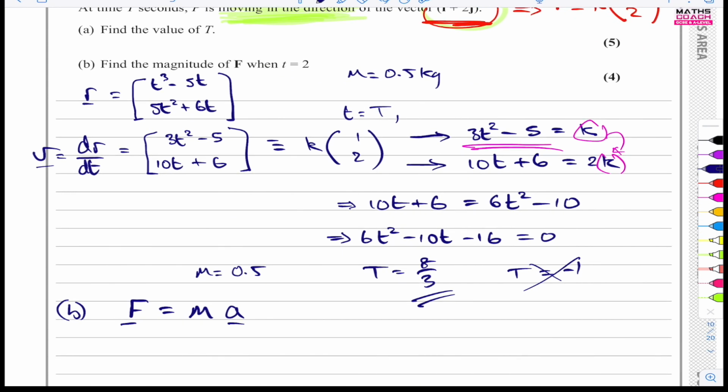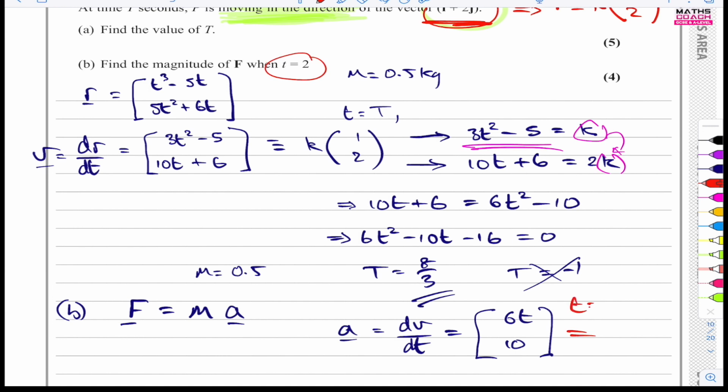Right? How do we get acceleration? Good. We differentiate again. So the differentiation of v with respect to t. If we differentiate v, this was our v, that's 6t, and the bottom would be just 10. But we want to find the acceleration when t equals 2. So substitute in t equals 2. So the acceleration is (12, 10).